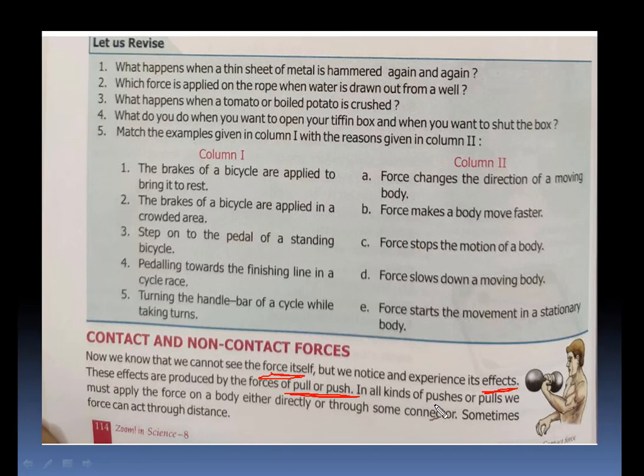In all kinds of pushes or pulls, we must apply the force on a body either directly or through some contact. So the application of force may be a pull or a push, and we may directly push or pull the body, or with the help of something. For example, this is a carom board. Okay, this is the striker. These are the dots. What you are trying to do here? You are trying to hit the dots. How? Are you directly hitting the dots? No. Here you are hitting the striker.